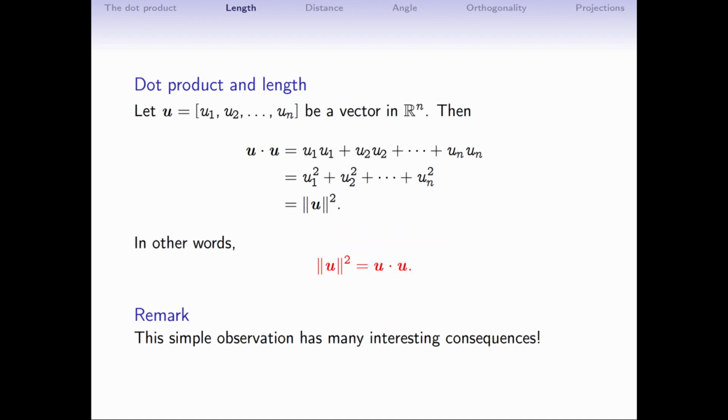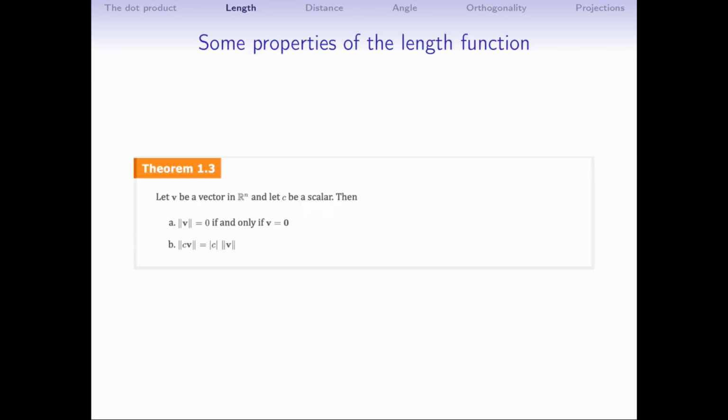But it also says that anytime I'm doing a calculation and I see the vector u dotted with itself, I can always feel free to reinterpret that as a length. I can think of that as the length of u squared. And we'll see that that's a very useful thing to know, right? Anytime I see a dot product of a vector with itself, it can always be interpreted as a length squared.